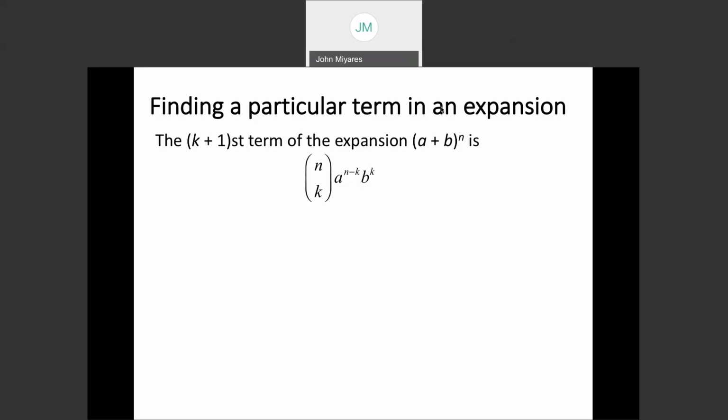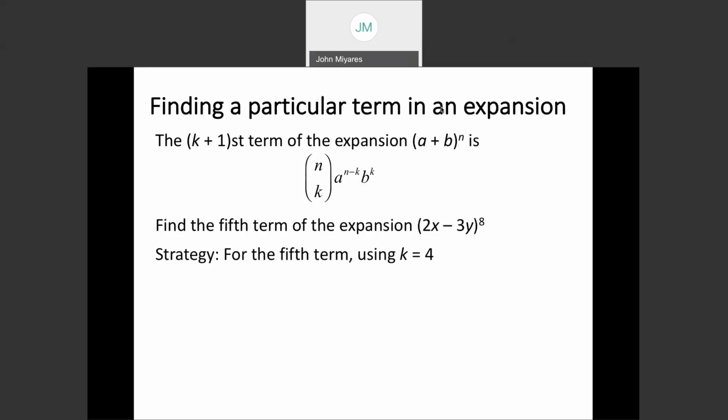Say we want to find the fifth term of the quantity 2x minus 3y raised to the 8th power. If I want to get the fifth term, we're actually going to use k equals 4 because the fifth term is what's going to give us 2x raised to the fourth power and negative 3y raised to the fourth power.